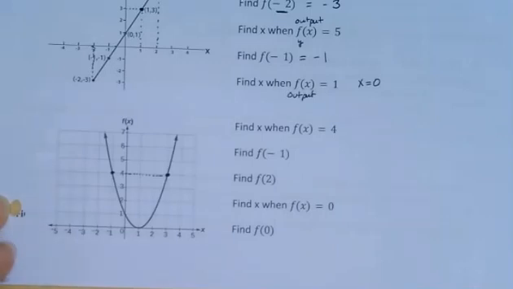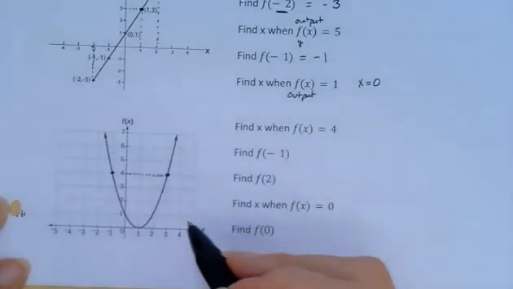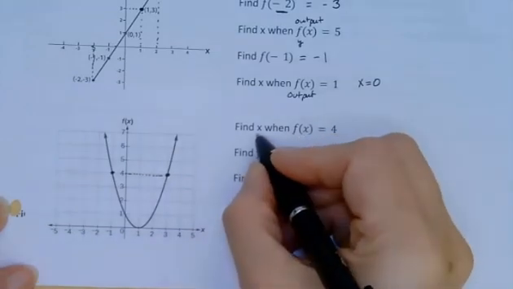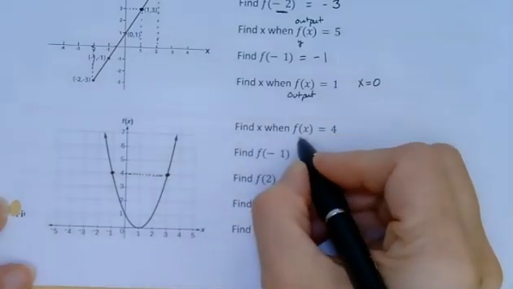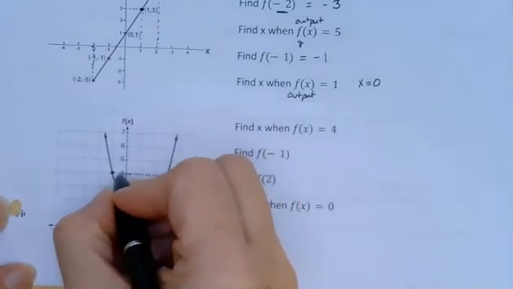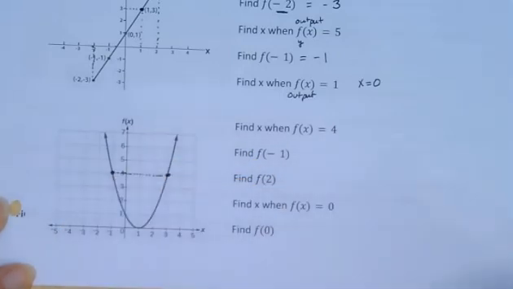Here we are on the last of our evaluating functions section of Unit 3, Day 3 notes. So here we are looking at this parabola. This is a function. It passes the vertical line test. And so I want to find out what is x when f of x equals 4. So when my output equals 4. Here's 4. You can see I have an output of 4 in two different locations.